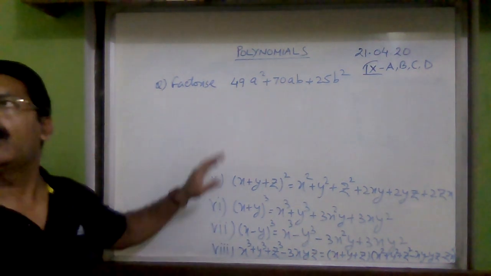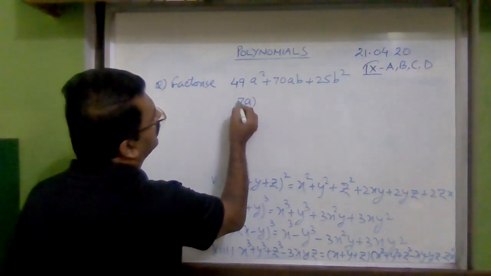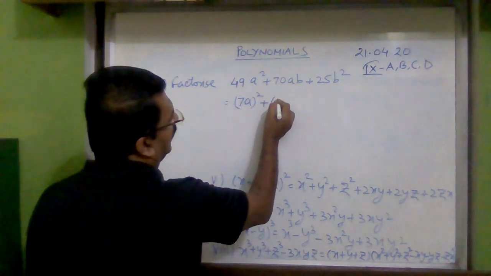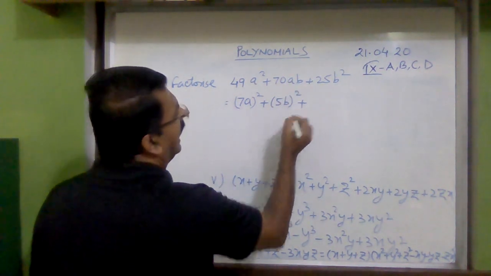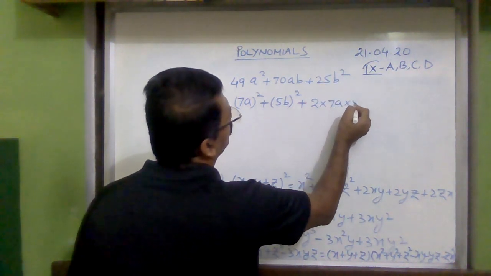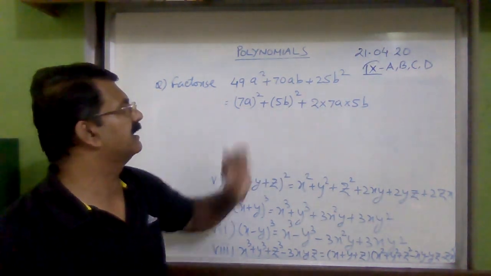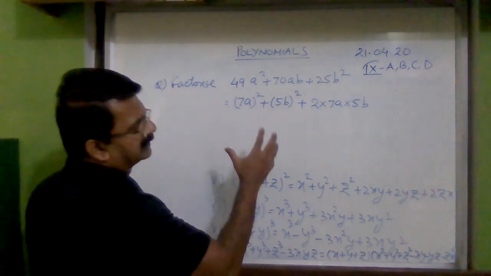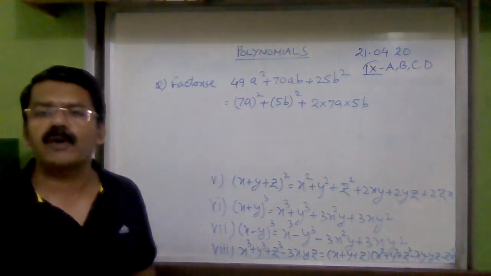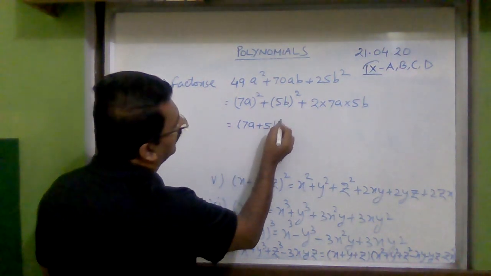So first of all, you know that 49 is 7 square. That means we can write it as (7a) whole square. Again 25 is 5 square, so it can be written as (5b) whole square. And 70ab can be written as 2 into 7a into 5b. Now you see, 7 into 2 is 14, into 5 is 70ab. It is the same 70ab. But now if you observe closely, this is x square plus y square plus 2xy. That is the formula for (x plus y) whole square. So you will write (7a plus 5b) whole square.